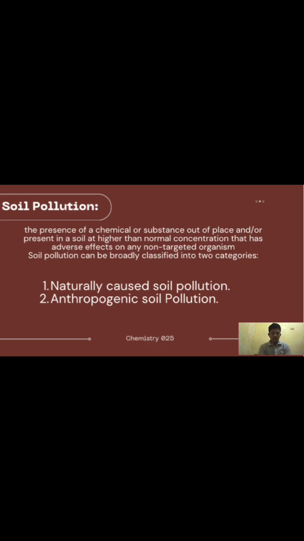Number one, naturally caused soil pollution. This can occur due to the differential deposition of soil by the atmosphere. Another manner in which this type of soil pollution can occur is via the transportation of soil pollutants with precipitation water. So, example of this, perchlorates can be formed in soils containing chlorine and certain metals during a thunderstorm. And another one, anthropogenic soil pollution.